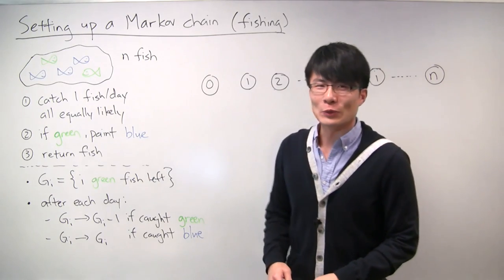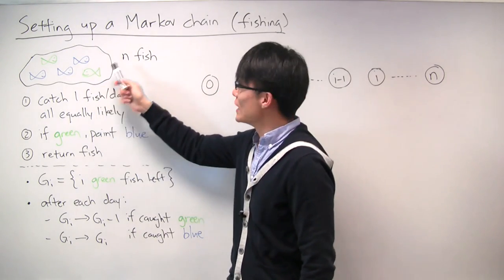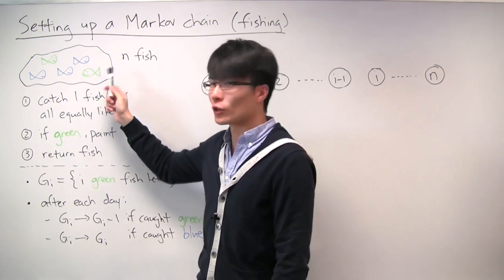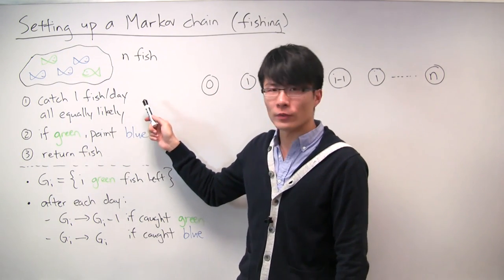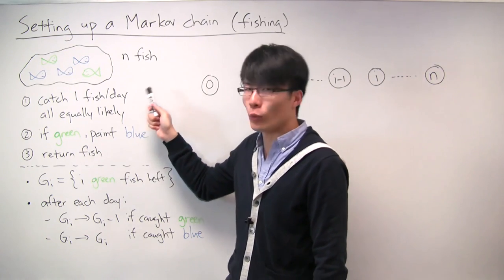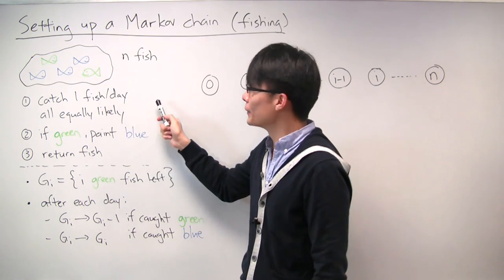Hi, in this problem, we're going to practice setting up a Markov chain by going fishing in this lake, which has n fish in it, some of which are green and the rest of the fish are blue. So what we do is every day we go to this lake and we catch exactly one fish. And all the fish are equally likely to be the one that's caught.